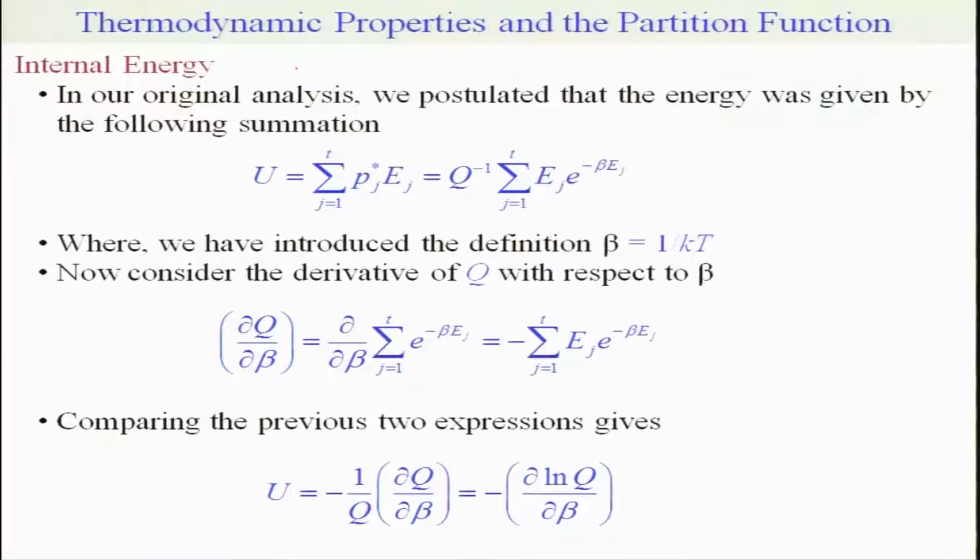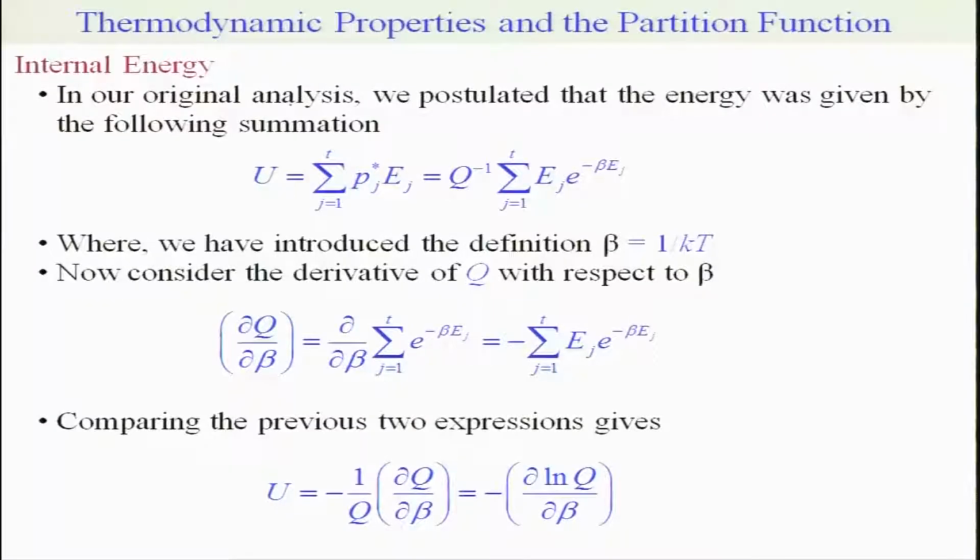Okay, so with this we can now extend and try to understand how we calculate energy, internal energy, from the Boltzmann distribution. In our original analysis we postulated that the energy can be given by simply the average of E, which is the first moment of the probability distribution, nothing but the summation of Pj Ej.